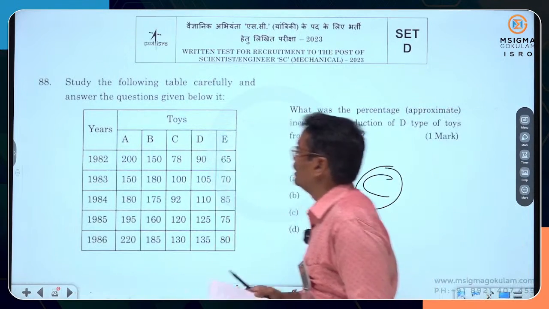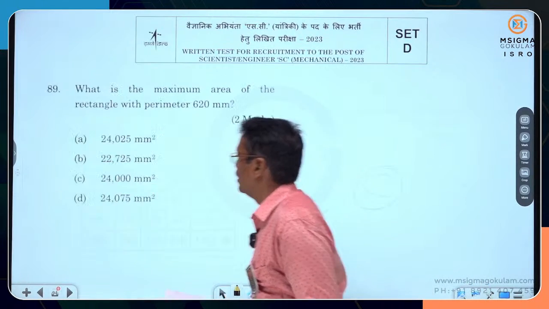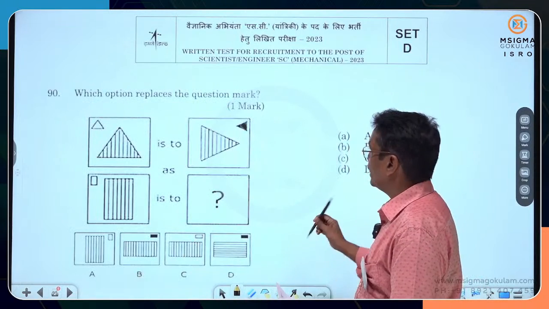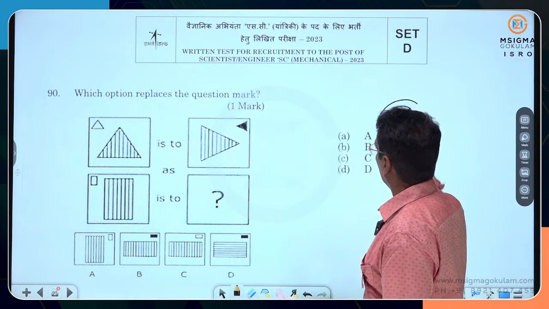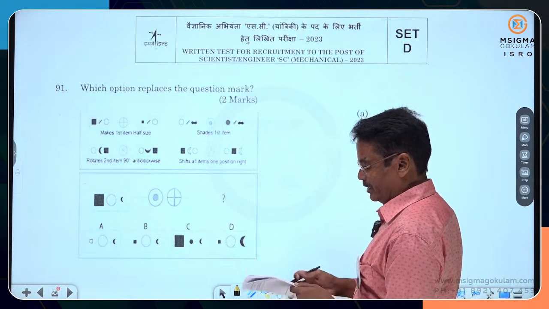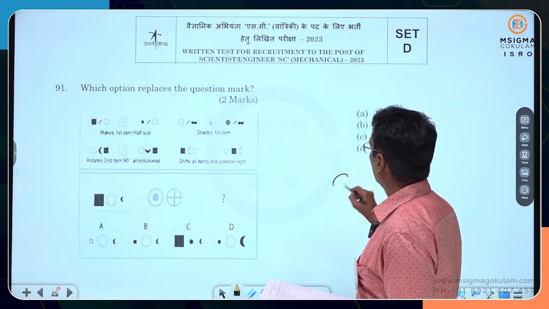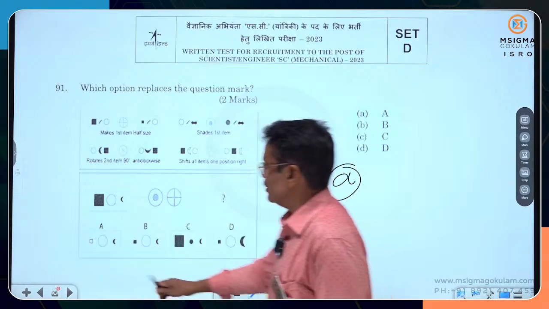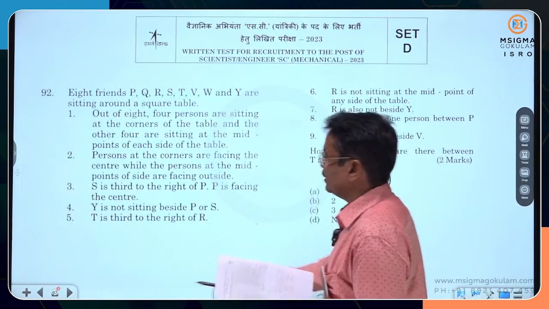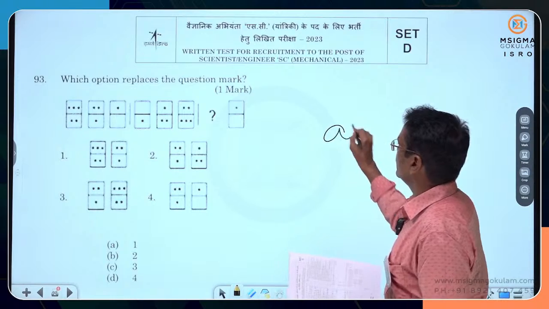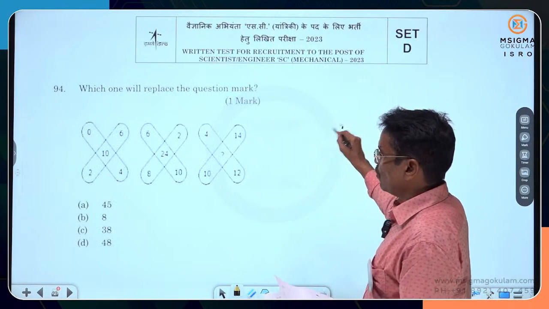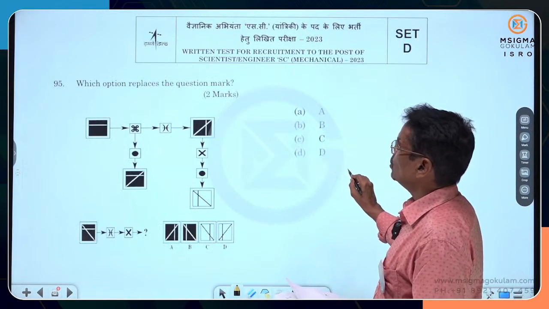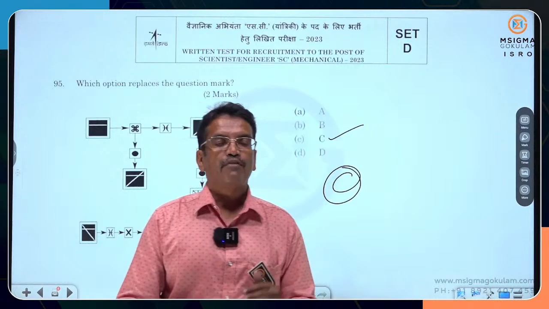89 is A. 90 is A. 91 is A. 92 is A. 93 is A. 94 is C. 95 is also C. So with this I have given all the solutions.